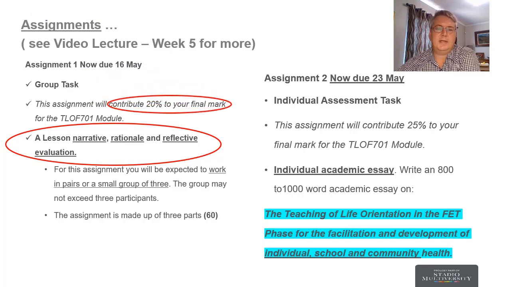You will see that that assignment contributes 20% to your final mark, and that your assignment 2, which will be due on the 23rd of May, will contribute 25% to your final mark. Also be reminded that your involvement trackers that you've been working on steadily every week will contribute 15% to your final mark. So there are quite a significant number of opportunities, and especially by the 23rd of May, you're going to have more than 50% of the marks completed.